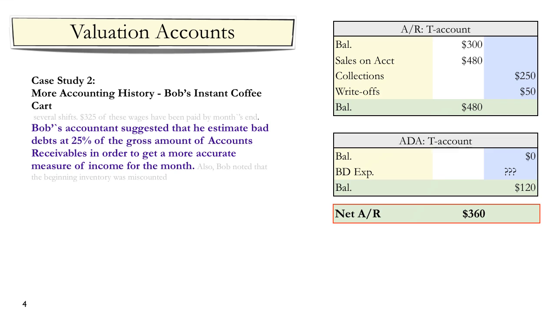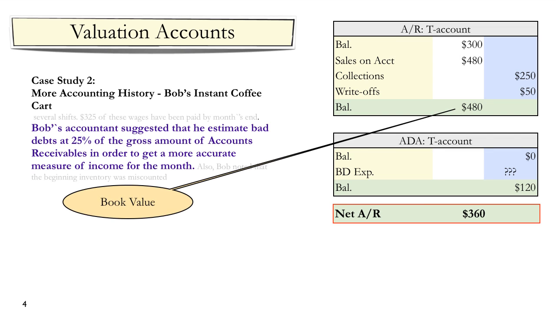Well, what accountants do is they add an allowance for doubtful accounts. So to see how this works, we start with the book value, and then we estimate the net realizable value. In this case, the book value is $480, and the net realizable value is $360. So the difference between the two is what is required as a valuation allowance.